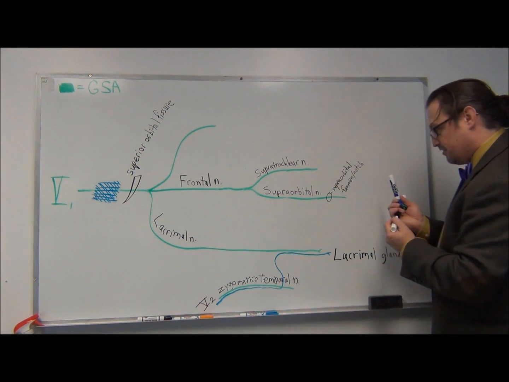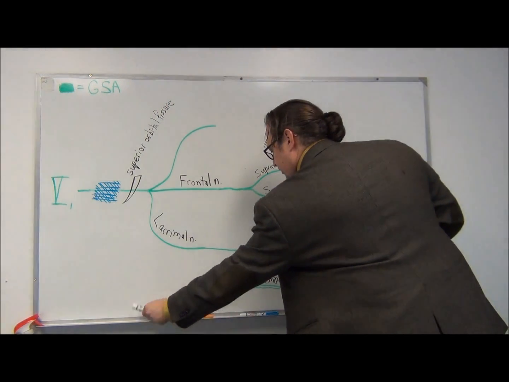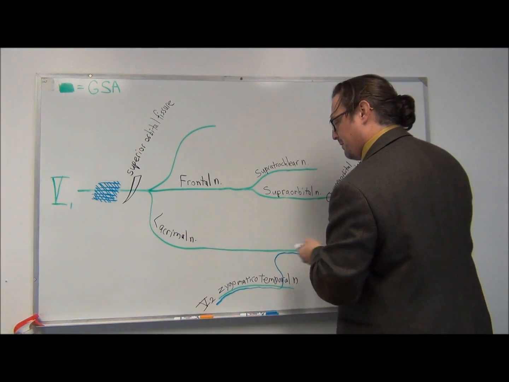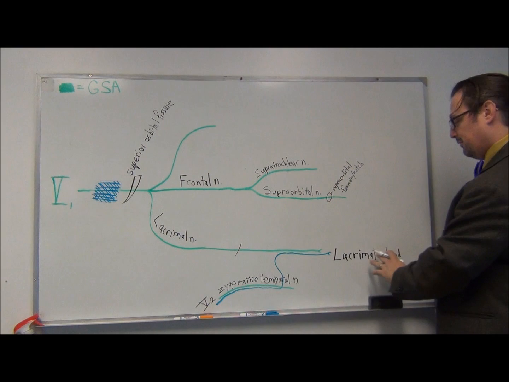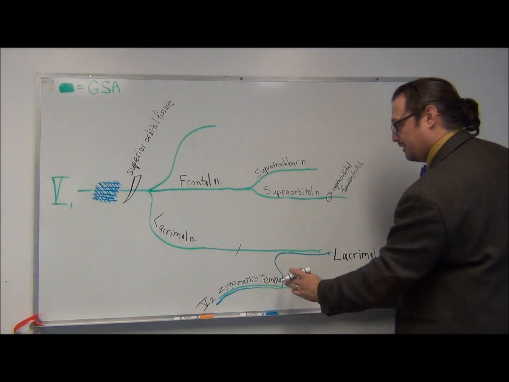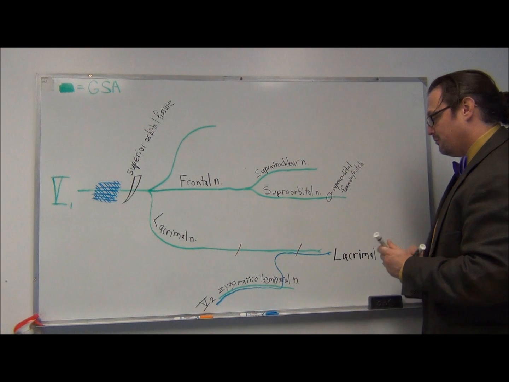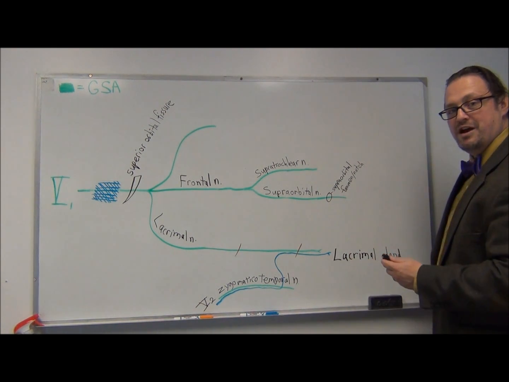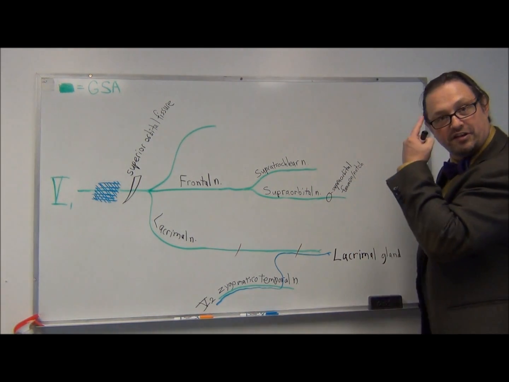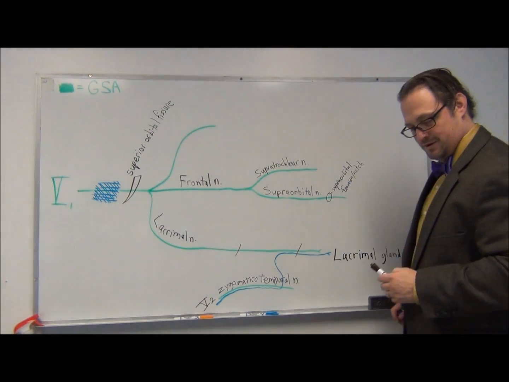And if I had damage to my orbit somewhere back here that wiped out my lacrimal nerve, I would still be able to secrete tears because these fibers jump on a little bit later, whereas damage a little more distally would wipe out the ability to make tears and keep the eye moist, as well as a bit of sensation on the lateral side of the orbit.